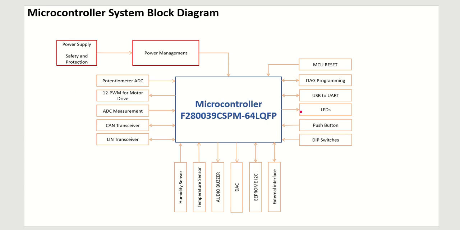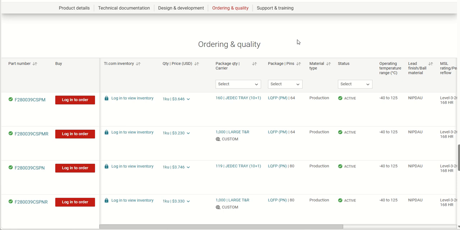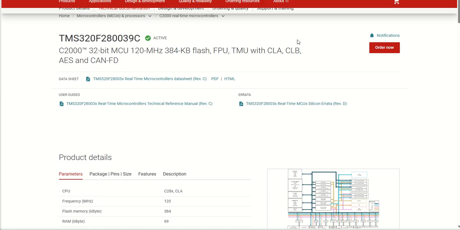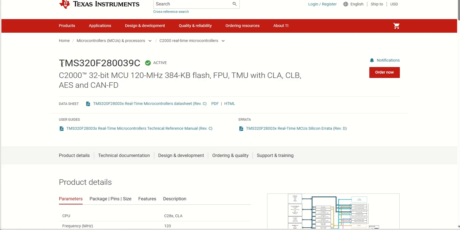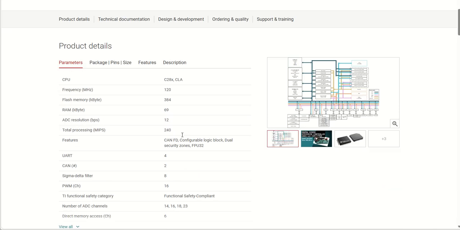Just now I explained the block diagrams that we are going to see in this system design. Before that, we'll quickly go and see the website of this microcontroller from Texas Instruments. If you type TMS320F280039C, you will get this page. As you can see, you have the data sheet, user guide and everything, and this is the block diagram from the data sheet.